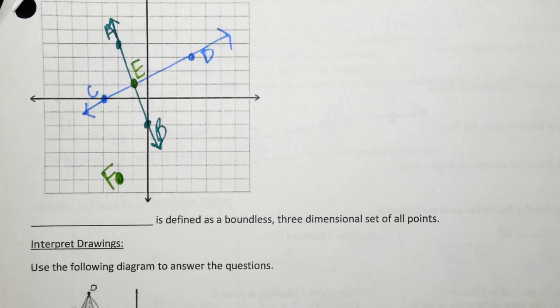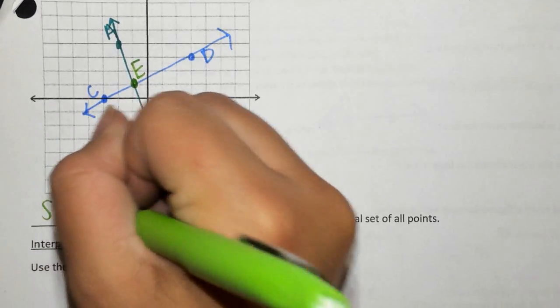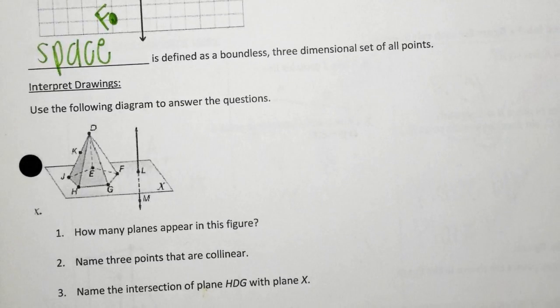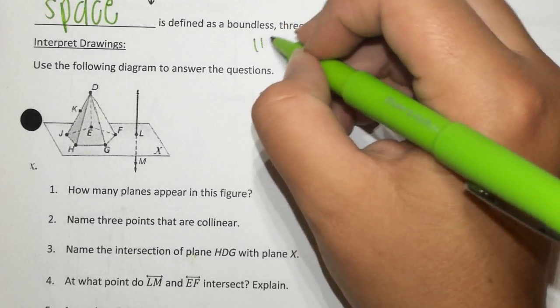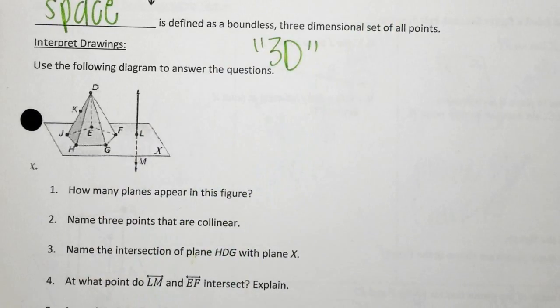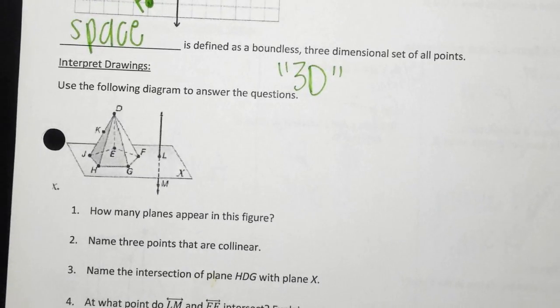All right, last fill in the blank. Space is defined as a boundless three-dimensional set of all points. This just means you have to think 3D. And it's boundless, there are no boundaries to it. It's not two-dimensional, it's three-dimensional.